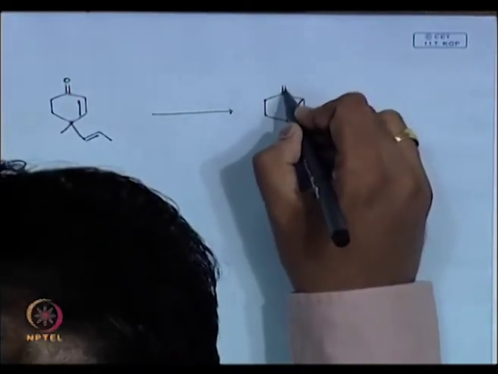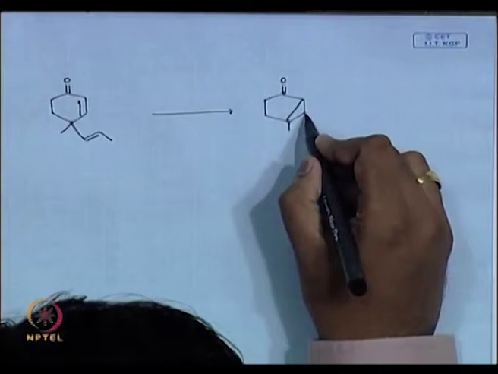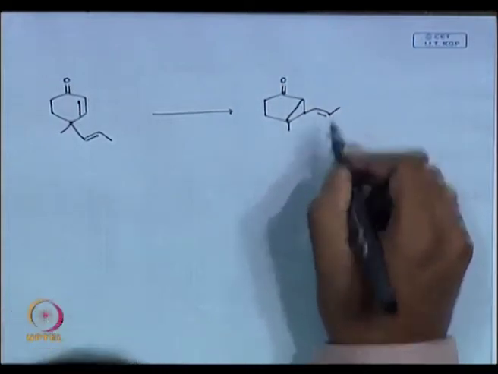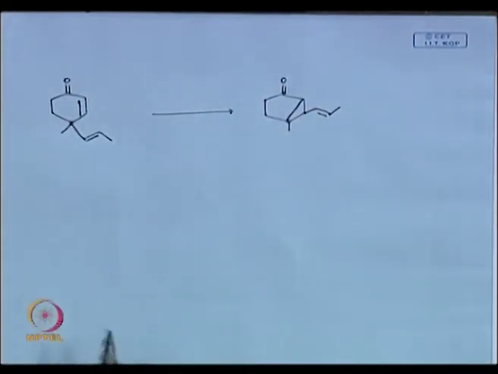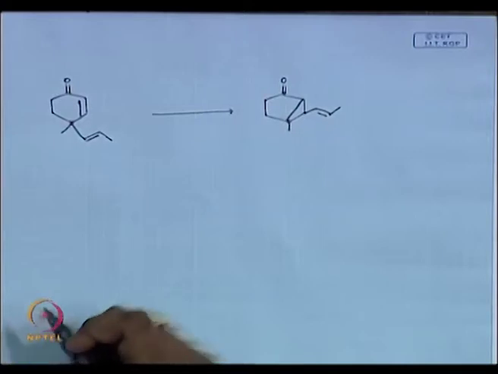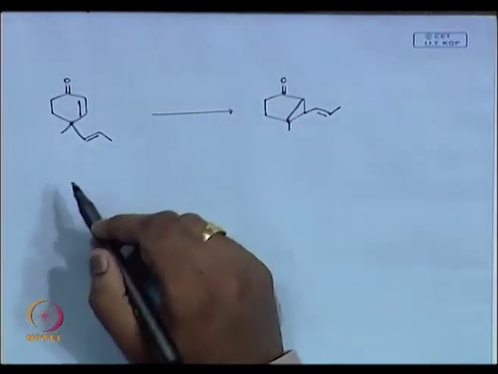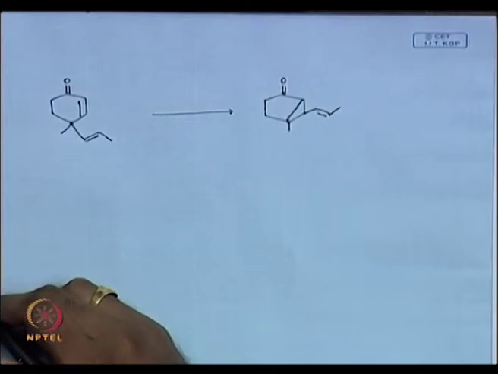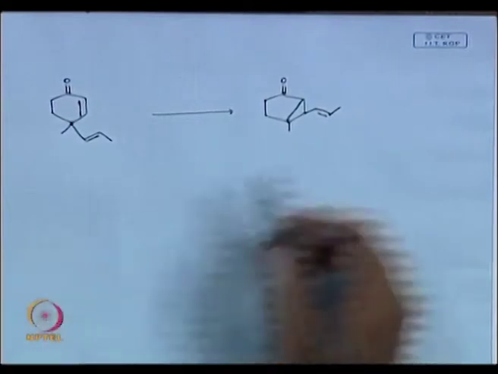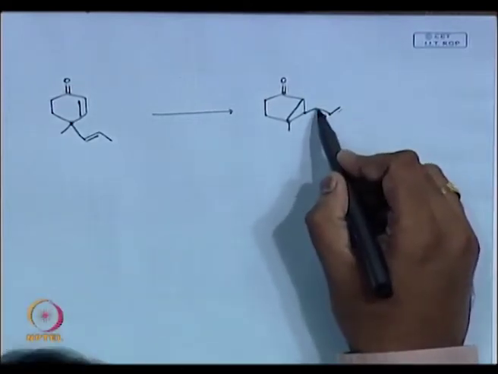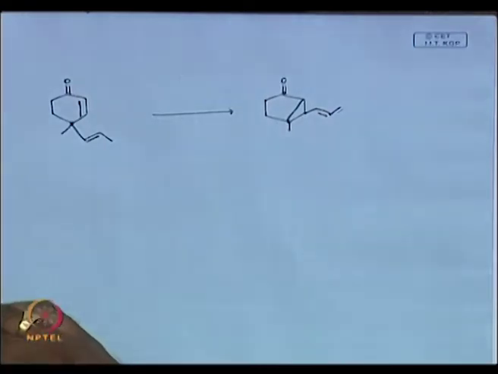So this is the product you got. You can move the bonds. If you want, you can do the other way around with a double bond here. That product is also formed. See, this methyl doesn't have.